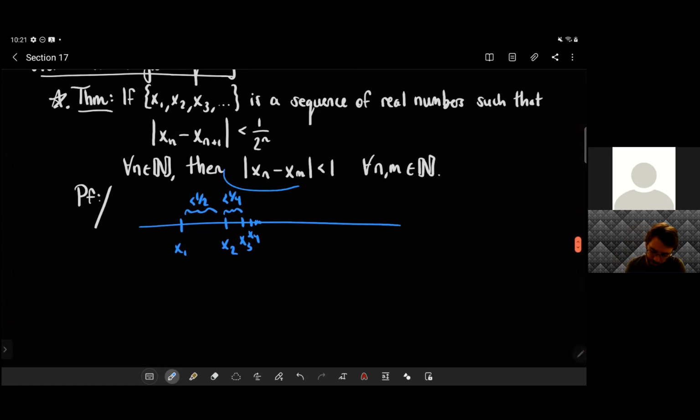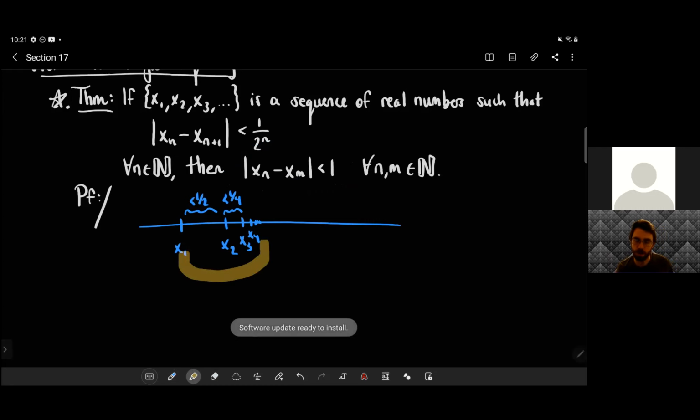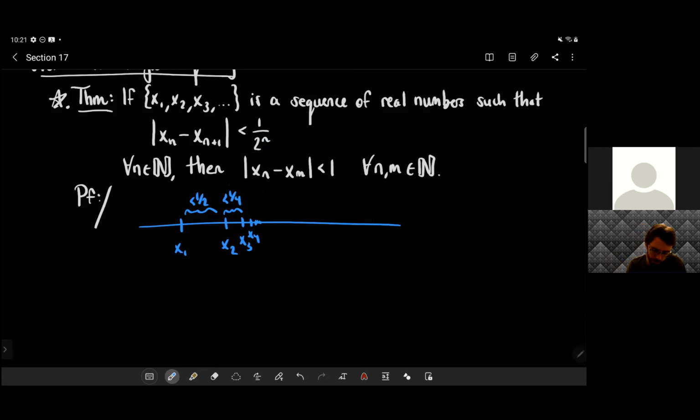Then apparently, no matter what n and m I give you, those are the indices for the sequence, but really that's just saying no matter what pair of elements in the sequence I give you, they're always going to be at most 1 unit apart, which hopefully feels right. Right? If I took x1 and something really far off here, they're never going to be more than 1 apart. So let's prove that.